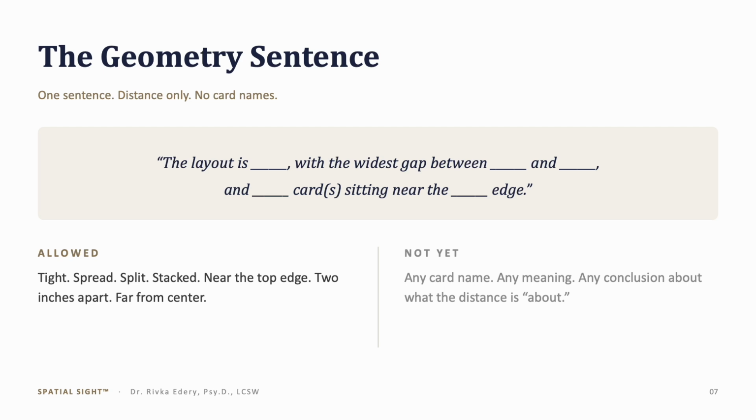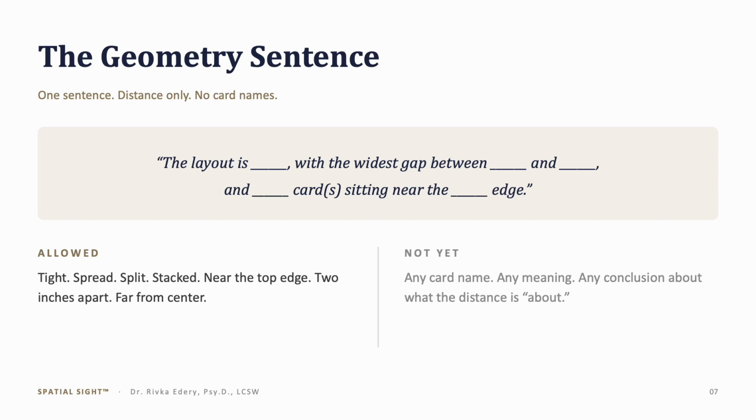Step 4 asks you for a geometry sentence. Today, that sentence is about distance, and I'm going to give you a template so there's no ambiguity about what I want. The layout is blank, with the widest gap between blank and blank and blank card, or card sitting near the blank edge. Fill it in. That is the sentence.